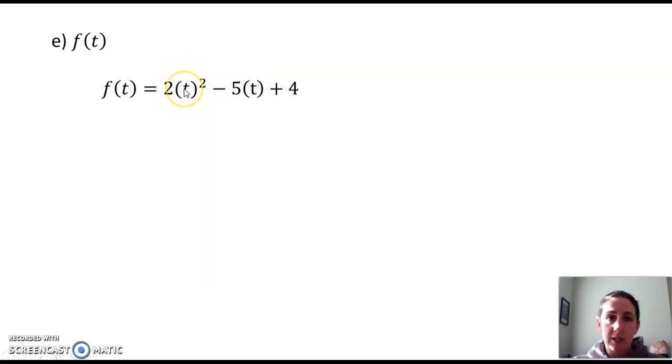Now t squared is just t squared, and 5 times t is just 5t. So this is pretty much the exact same function that we started with. It's just that all the x's were replaced with t's. But you don't have to just stop there. You can input anything you want.